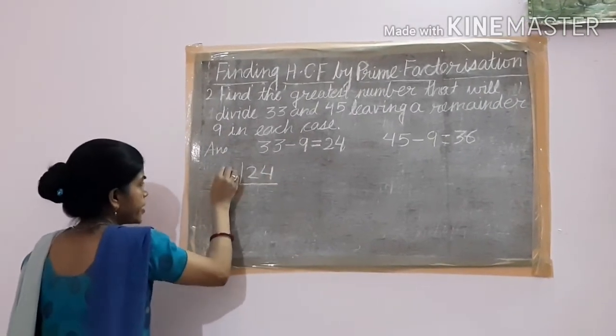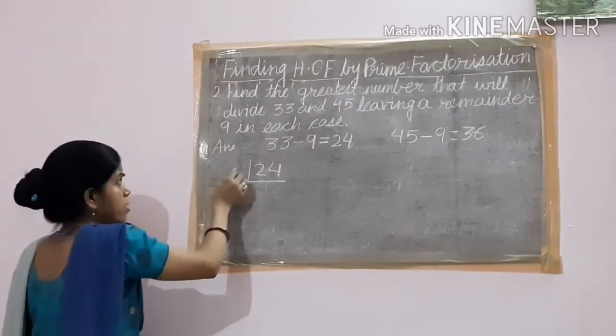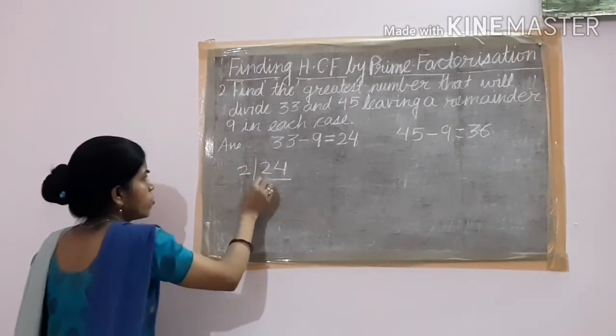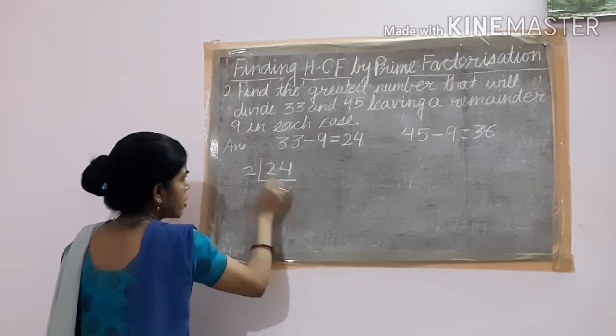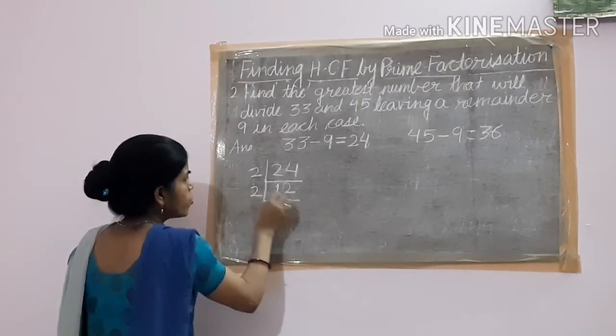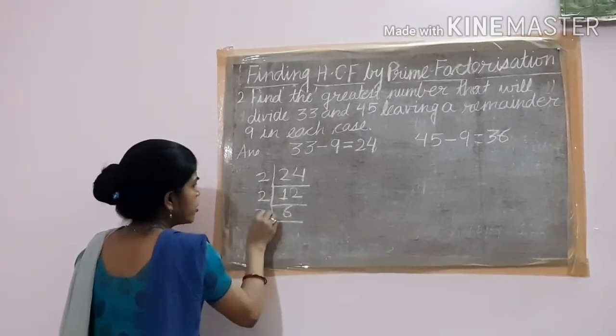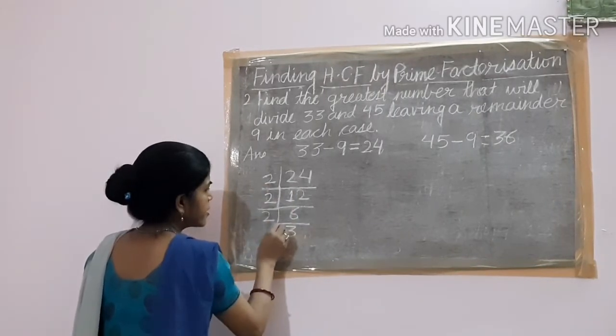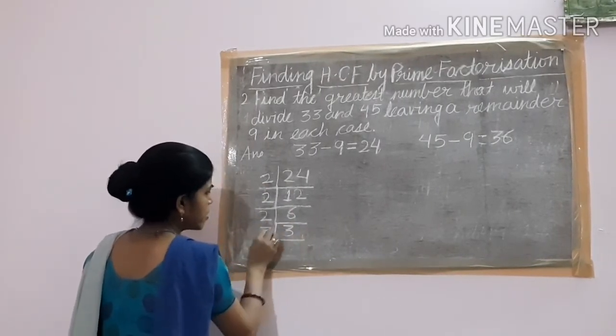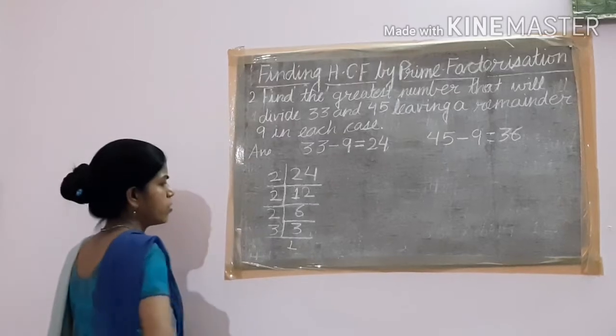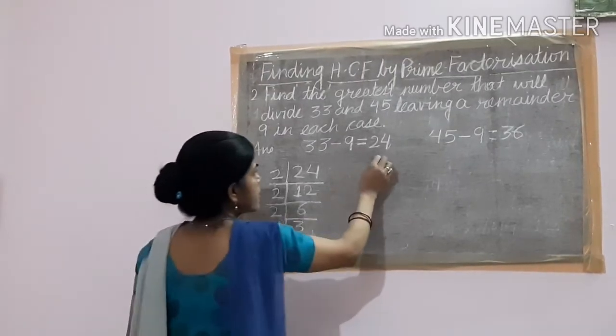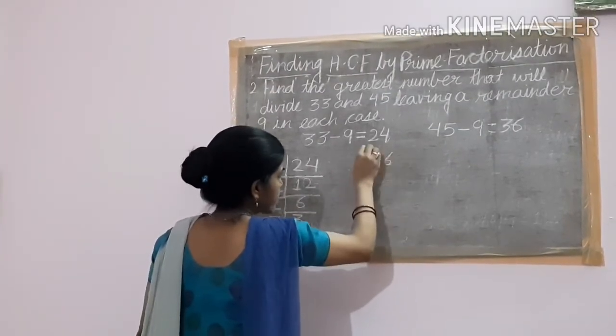24 divided by the smallest prime number 2. 2 ones are 2, 2 twos are 4. Again 2 sixes are 12. Again 2 threes are 6. Then 3 threes are 1. Over. Next one is the number 36.